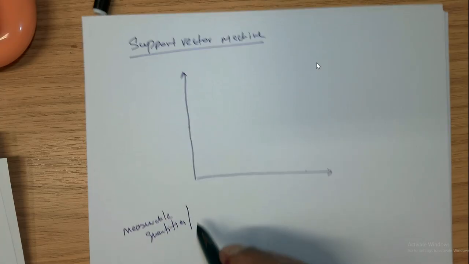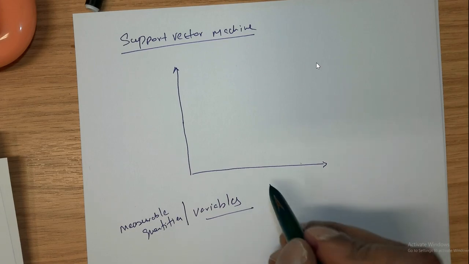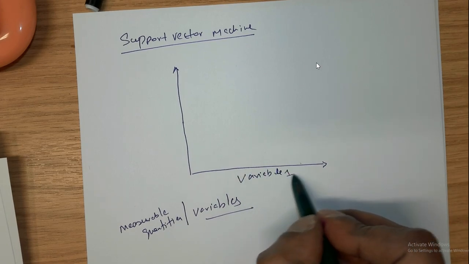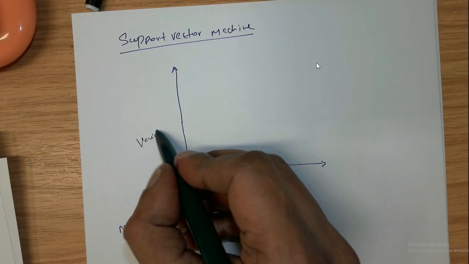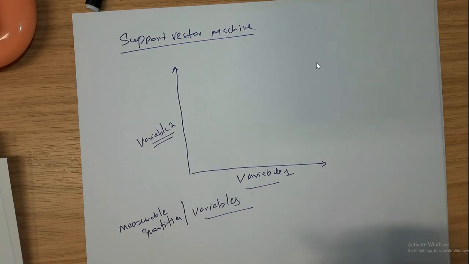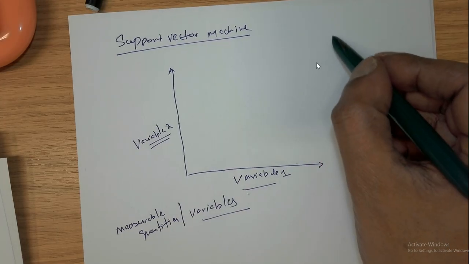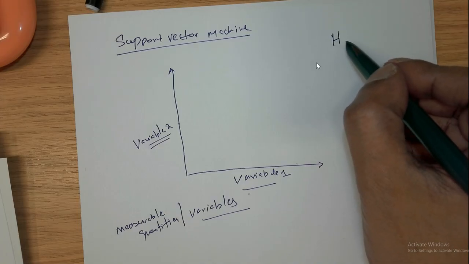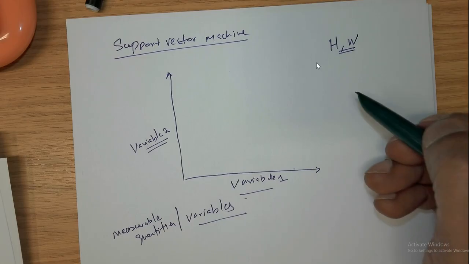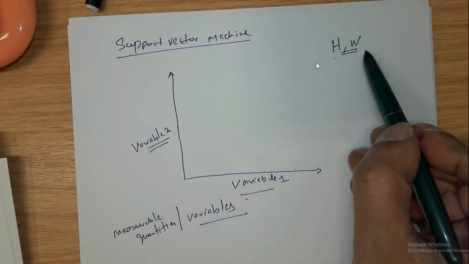In mathematics we can call them variables. So let's say we plot variable 1 against variable 2. Simplest example, let's say we have to find the characteristic features of students. We can measure the height of the student, and then the weight of the student, to tell something about the student. So height is one variable, weight is one variable.